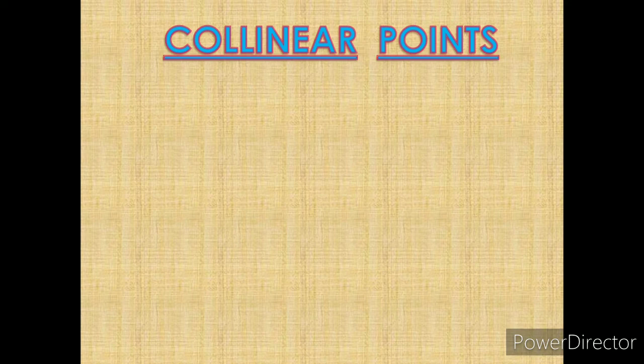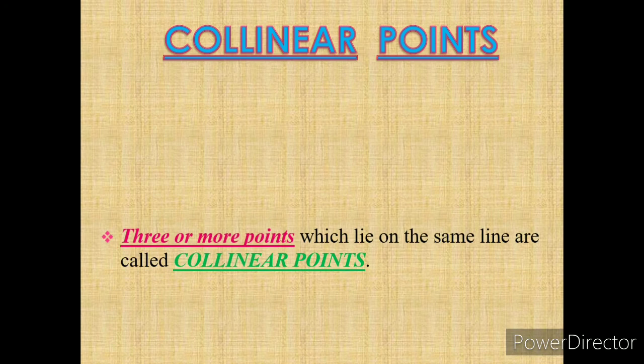Now what are your collinear points? Three or more points which lie on the same line are called your collinear points, right? So how to identify the collinear points? एक line पे अगर 3 और 3 से ज़्यादा points है, we don't discuss about 2 points over here because 2 points can pass through a single line, but if three or more than 3 points are passing through the same line, they are known as your collinear points.